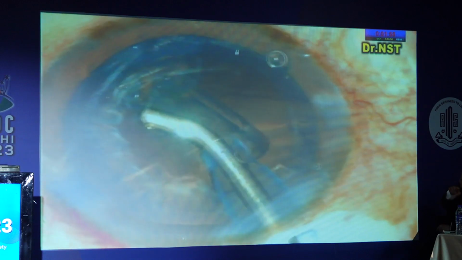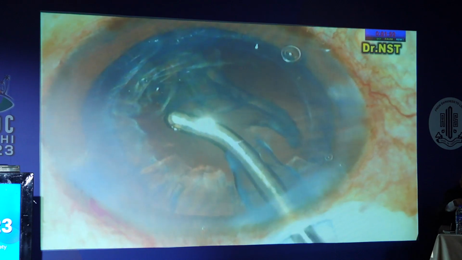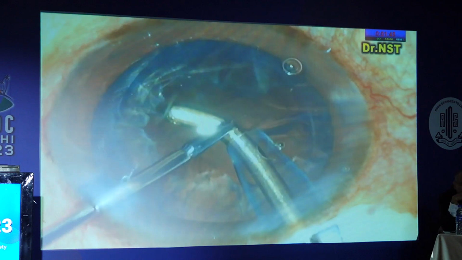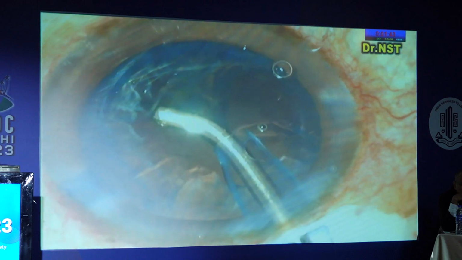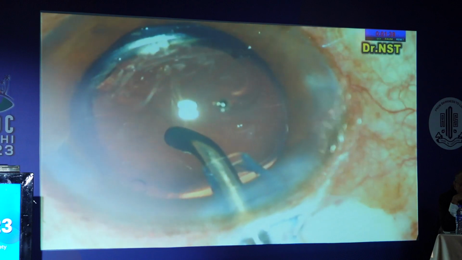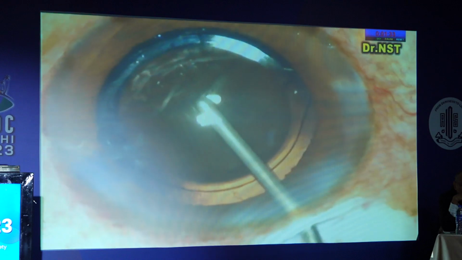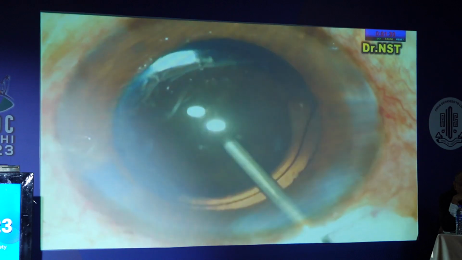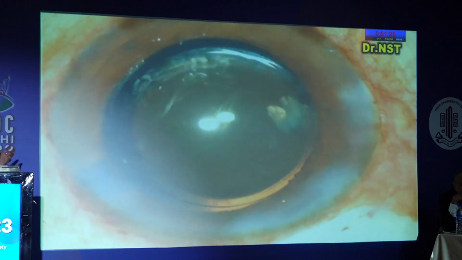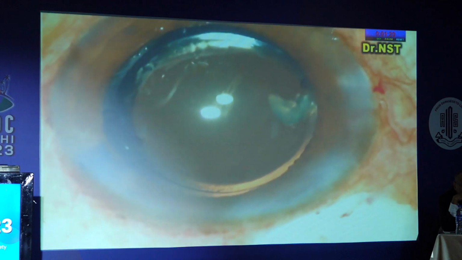Yes, one minute. There was a thread in the cannula. I have removed it. This is just one case I am showing, 8 to 10 days before I was doing. So that is the first happening in that case. Then again, I was trying to do, and suddenly a nuclear piece has come. So up to the last moment, you don't know what is going to happen.